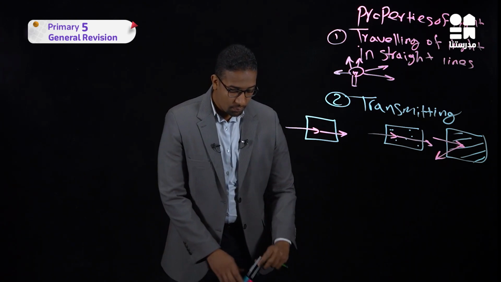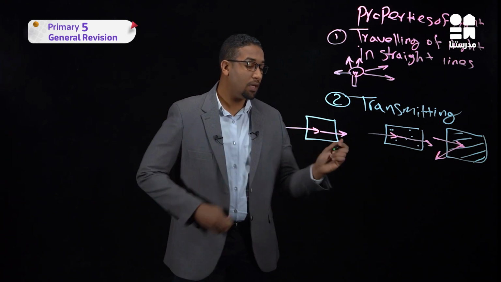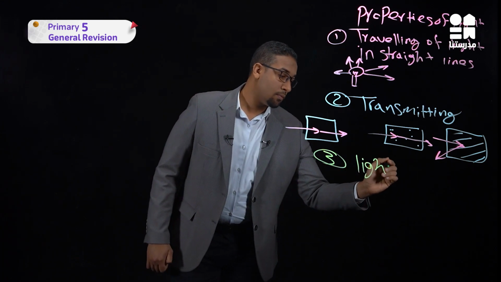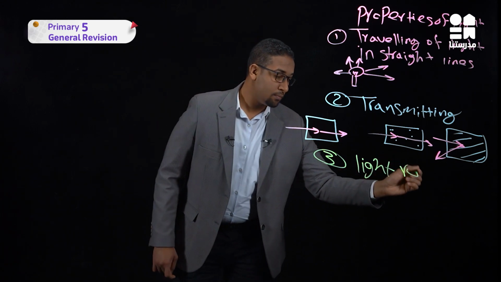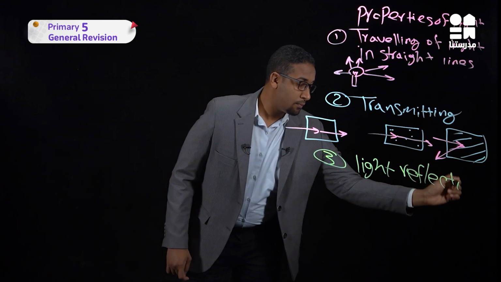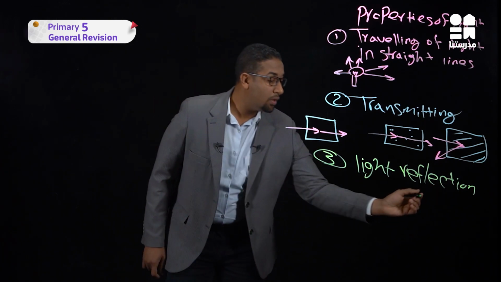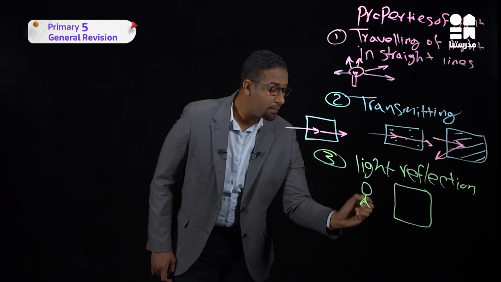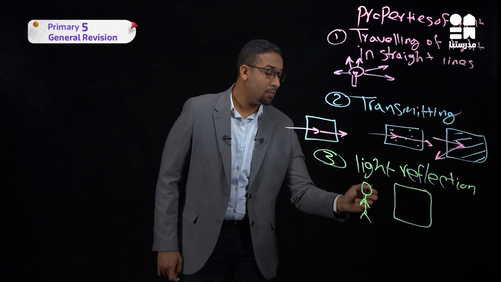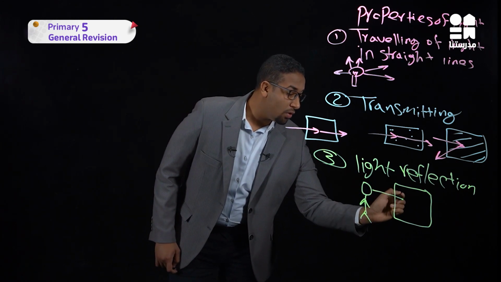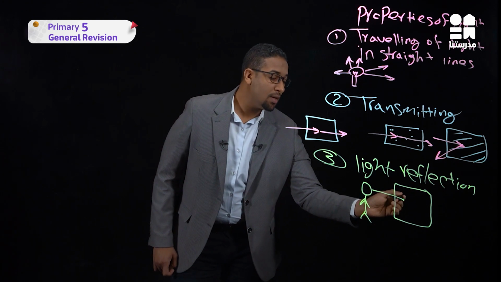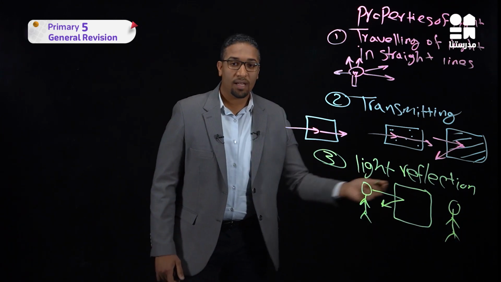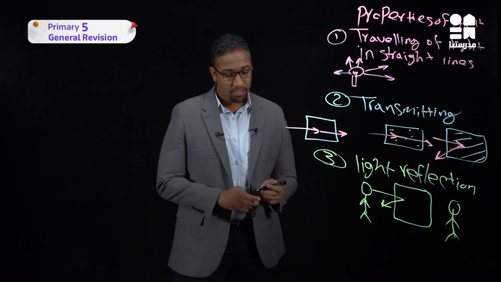And property number 3. Property number 3, it was light reflection. Light reflection, when light falls on a reflecting surface like a mirror, it will reflect back in the same medium. So the light will fall on this surface, it will be reflected back, and it will form an image on the other side. So this is light reflection.